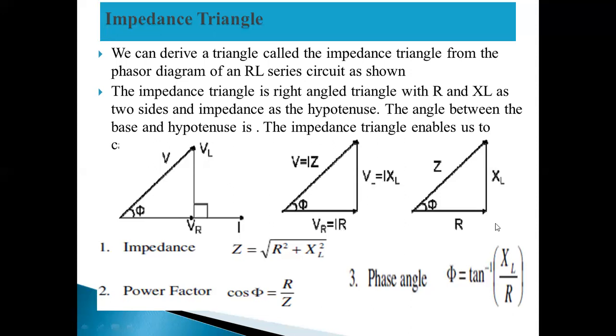From this, total impedance: Z square equal to R square plus XL square, and Z equal to square root of R square plus XL square, we can write down here. And power factor from this one, cos phi equal to R by Z, adjacent divided by hypotenuse. And phase angle, it's nothing but tan phi equal to XL by R, phi equal to tan inverse of XL by R, also we can write down.